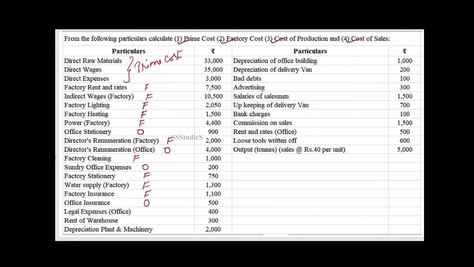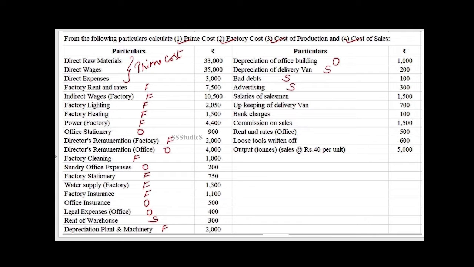Legal expenses office, this will be office and administration overheads. Rent of warehouse will be selling and distribution overheads. Depreciation plant and machinery will be factory overheads. Depreciation of office building will be office and administration overheads. Depreciation of delivery van, this will be relating to sales, so selling and distribution overheads. Bad debts arises because of sales, as such it will be selling and distribution overheads.